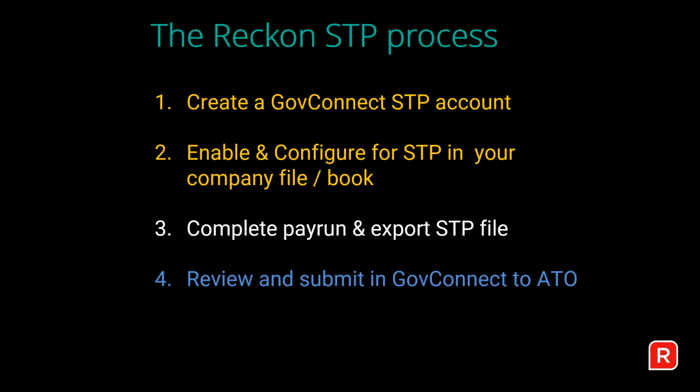So to look at the entire STP process, what are we looking at? Firstly, there's some overhead work. You need to create the GovConnect STP account. You need to enable and configure STP in your company file or book. When that's done, you then go ahead and do your pay runs as normal, and at the end of the pay run, then go ahead and create the export file, and that's the first additional step. It's only a couple of clicks. And finally, to go into Reckon GovConnect STP to review your payroll and then submit to the ATO.